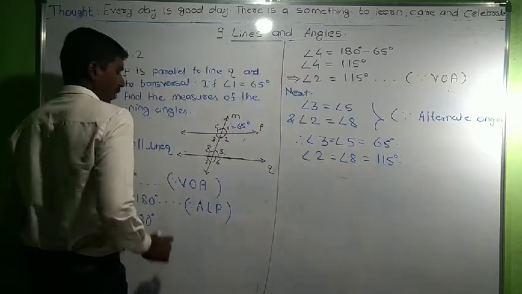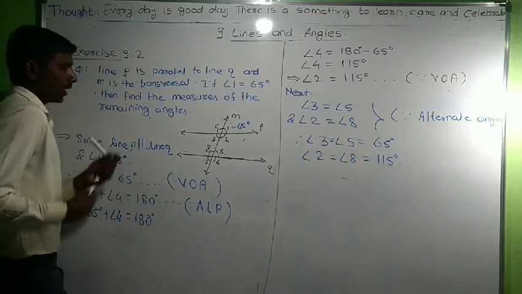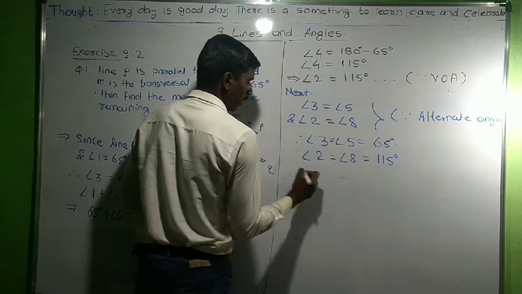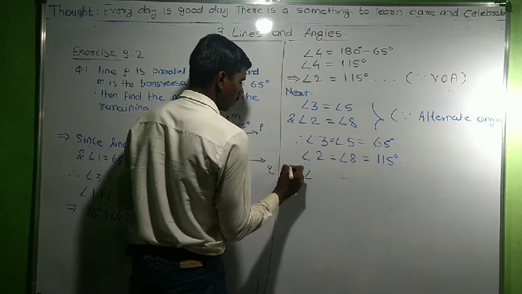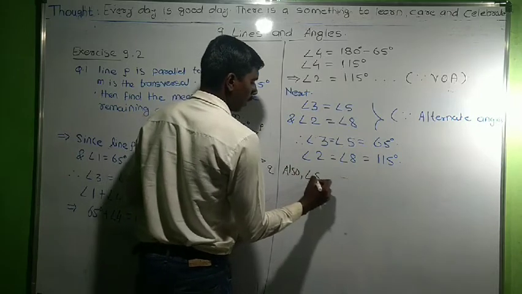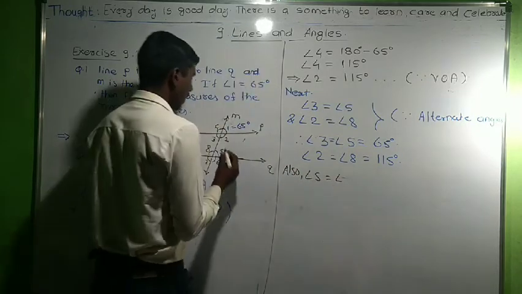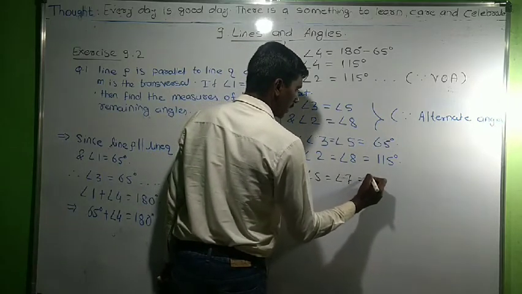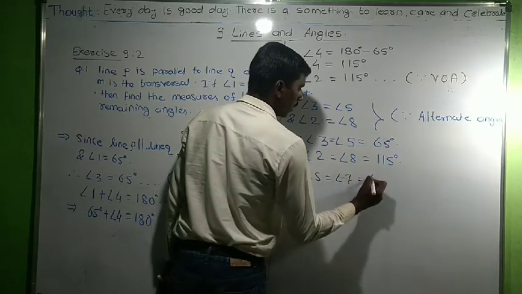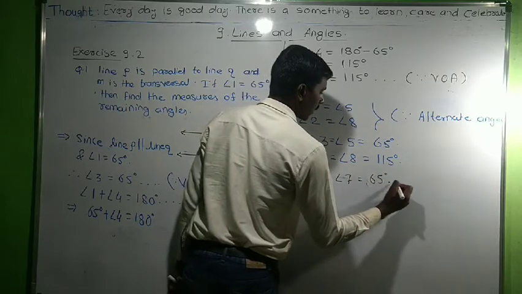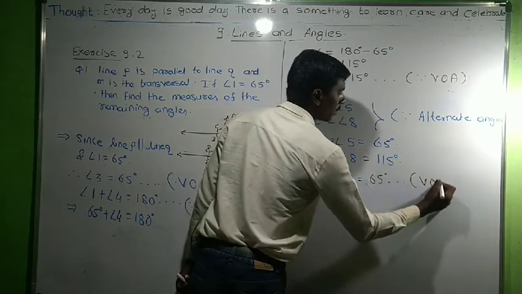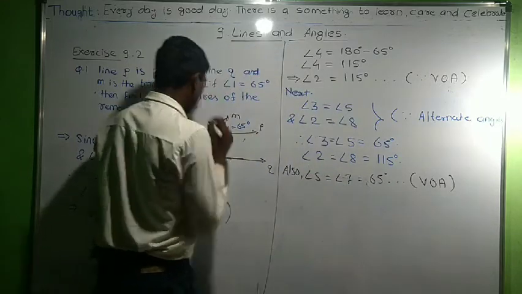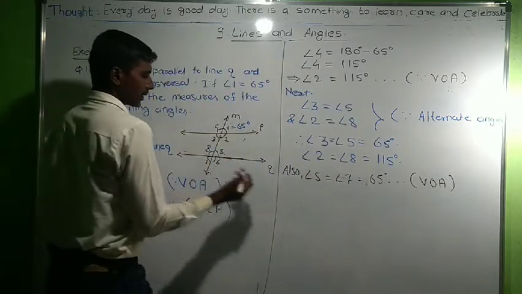Now after that, angle 5 is vertically opposite to angle 7. Angle 5 is equal to angle 7, which is equal to 65 degrees. The reason is vertical opposite angles. Now the remaining angle is angle 6.